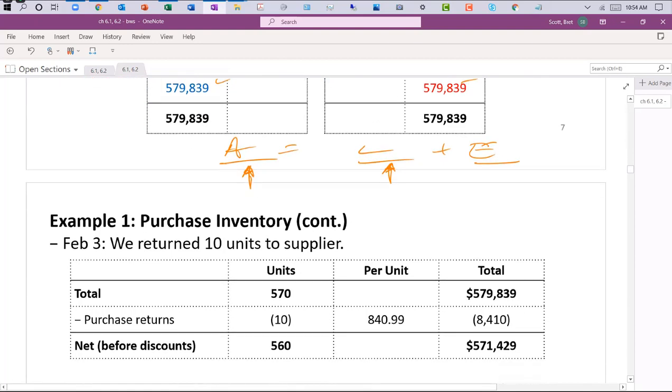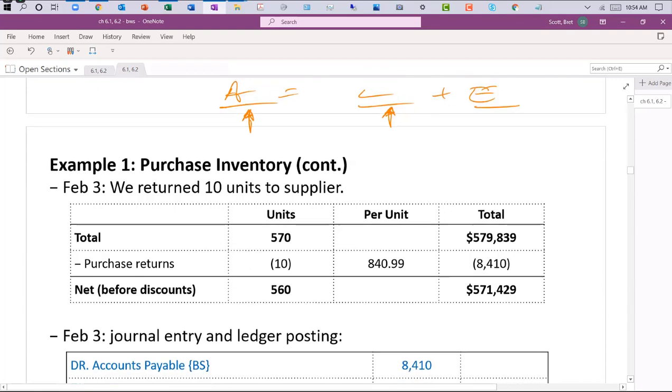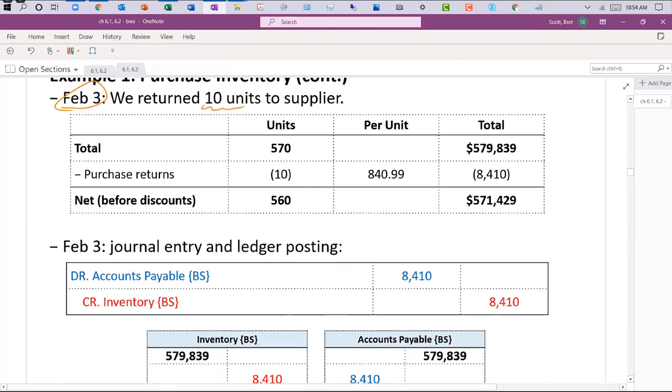And eventually we'll pay it, but usually we want to check the units to make sure they're actually working. So assume that within the first 2 days that we have the units, we had our receiving warehouse manager go through and check to make sure that they're all working. He found that 10 of the units have to be returned back to the supplier because they're defective. So we're going to go ahead and subtract out 10 units, and the cost per unit again was 840.99. So we'll send those back.